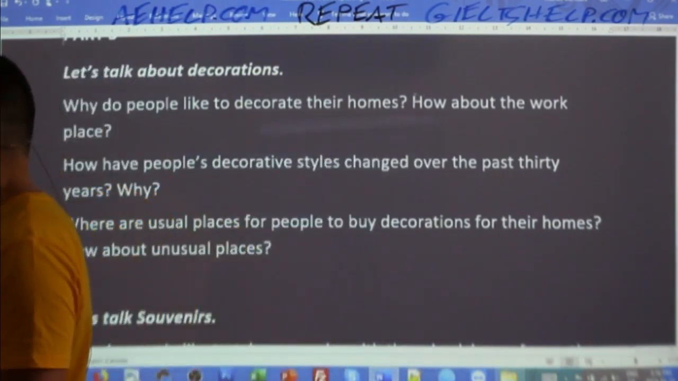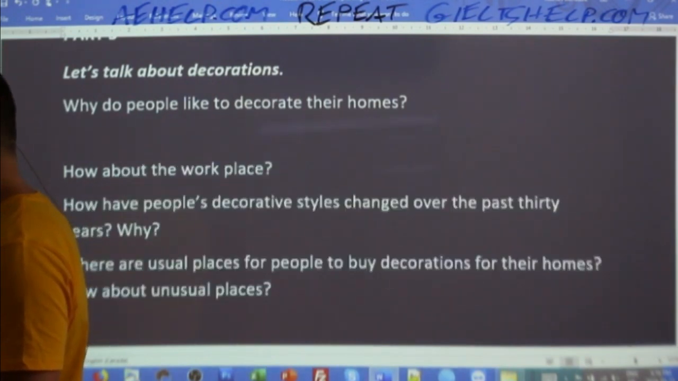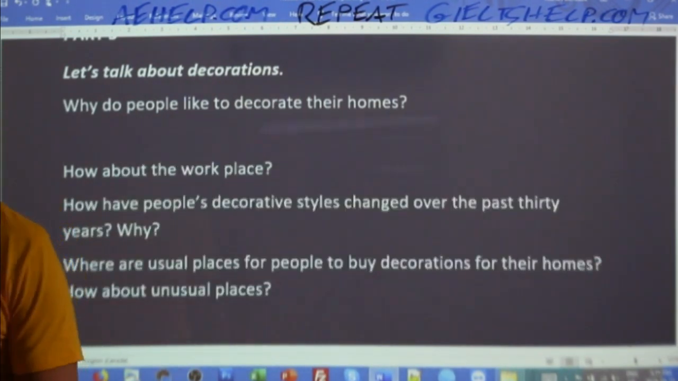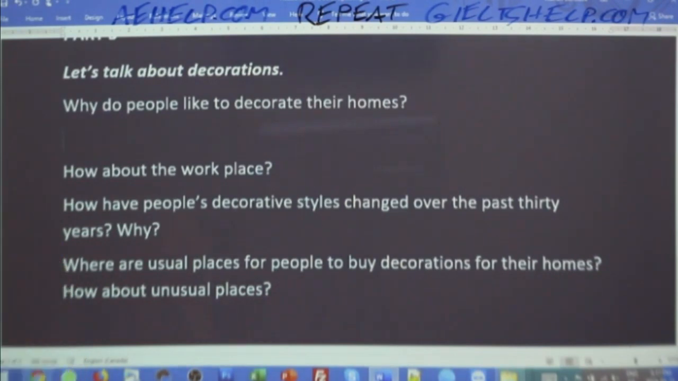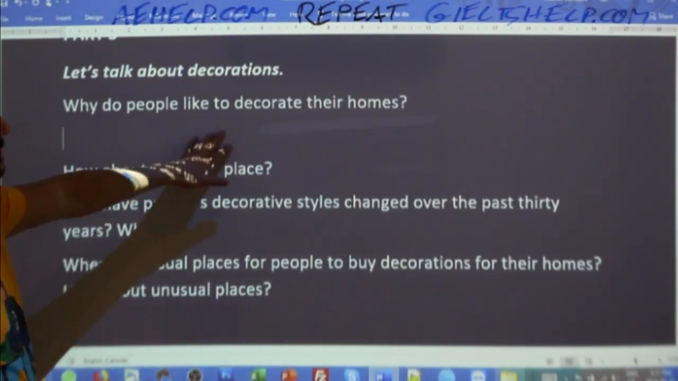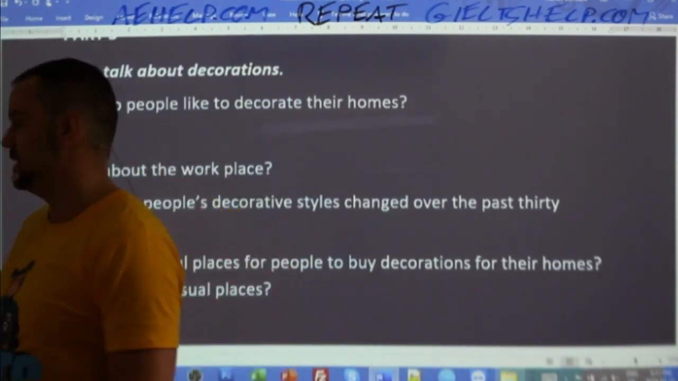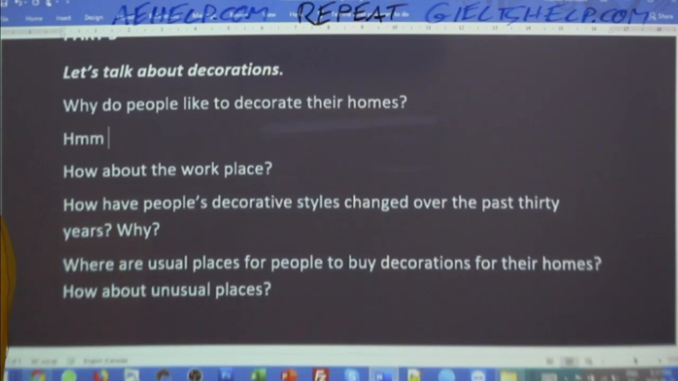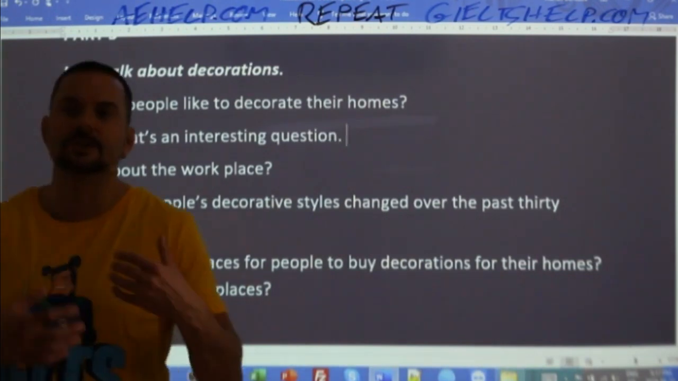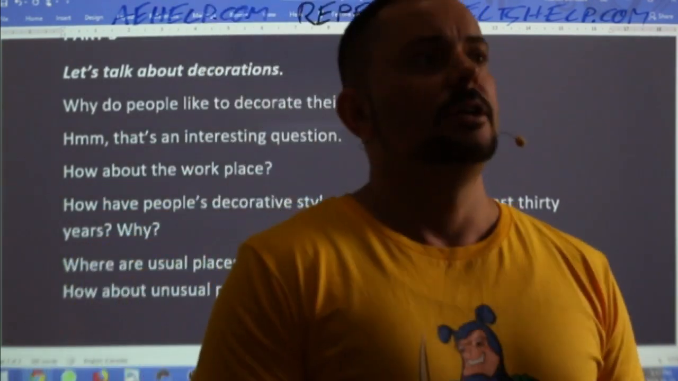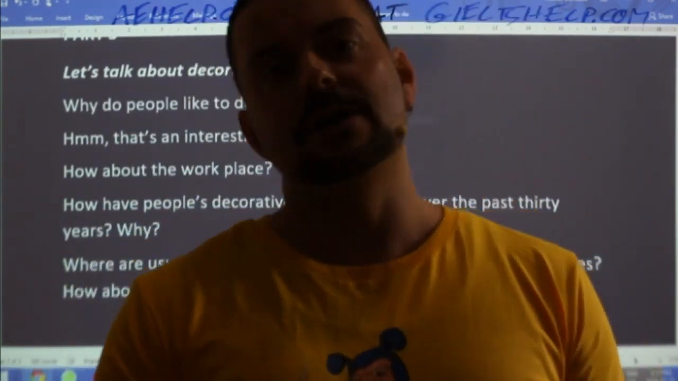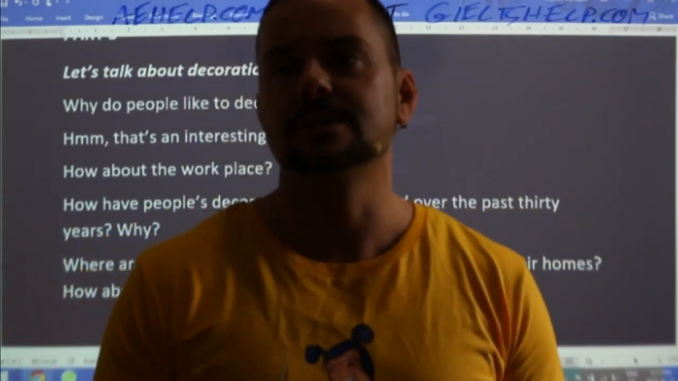And some of these questions just seem really obvious, okay? So why do people like to decorate their homes? Give me an answer for this. If you don't know right away, you may start with, "That's an interesting question." Okay, and then think a little bit. You sometimes don't even need to say, "Can I think for a minute?" Just say, "That's an interesting question." 1 1,000, 2 1,000, 3 1,000, 4 1,000. It's okay to think for 4 seconds and then give your answer.